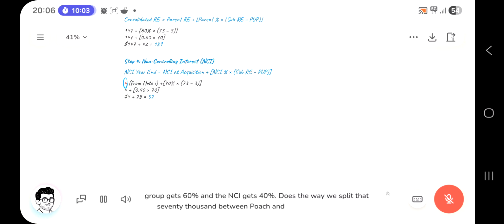Does the way we split that 70,000 between Poach and the NCI make sense?